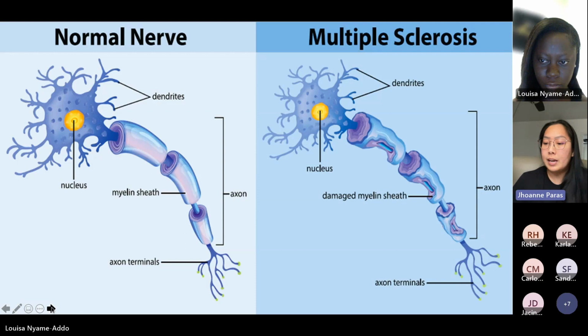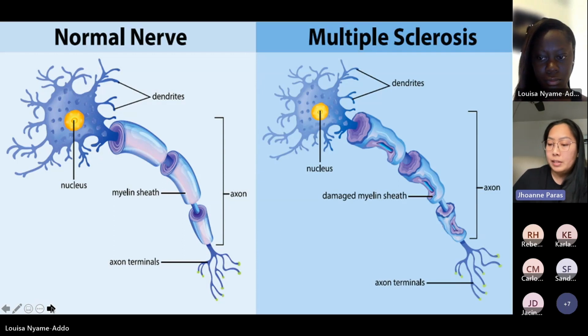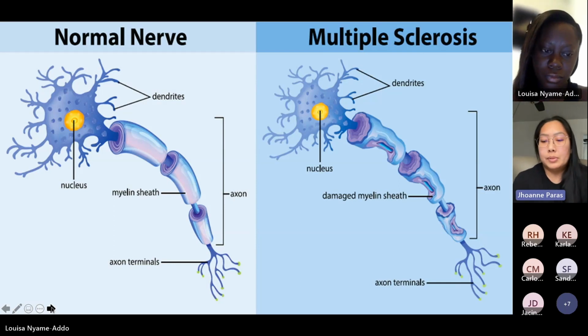The immune system also attacks and causes damage to oligodendrocytes, and this makes it harder for the central nervous system to replace the damaged myelin. All of this leads to loss of myelin, or what we refer to as demyelination. Without the myelin insulators, the axons or nerve fibers also get damaged and can be completely severed. That's why this disease is called a demyelinating disease. Next, Louisa will be talking about the pathology of multiple sclerosis.